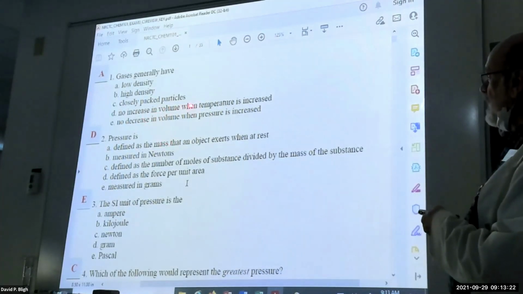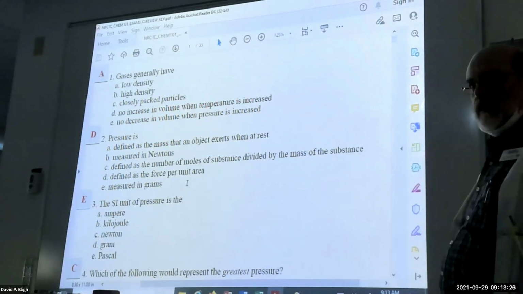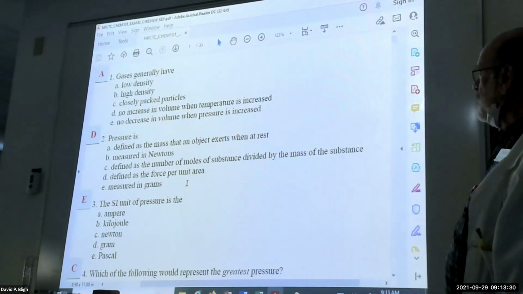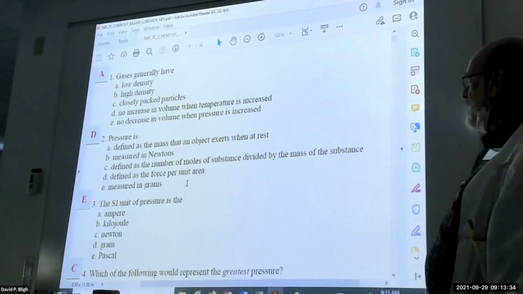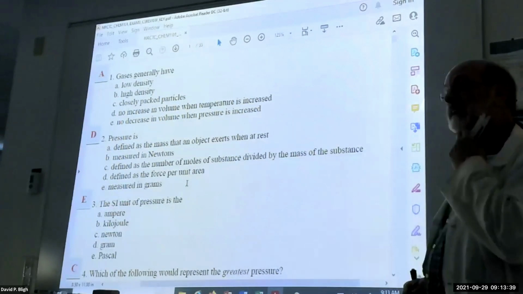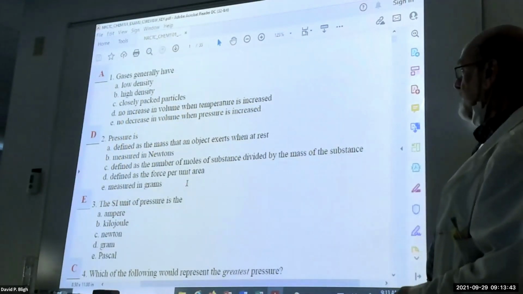No increase in volume when temperature is increased. Well, that kind of flies in the face of Charles' law, doesn't it? No decrease in volume when pressure is increased. You know, that thumbs its nose at oil. And we're going to look at oil today in the lab. Do a little experiment. Okay.